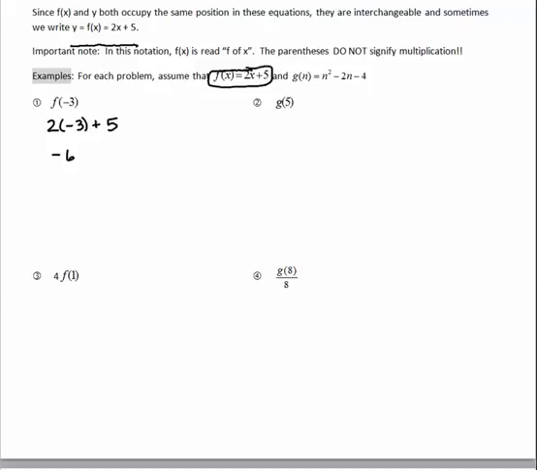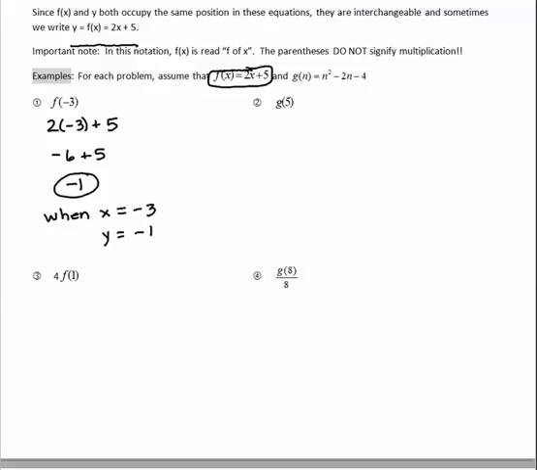That gives me negative 6 plus 5, or negative 1. So f of negative 3 is negative 1. Notice that what this is really telling me is that when x is negative 3, y is negative 1.